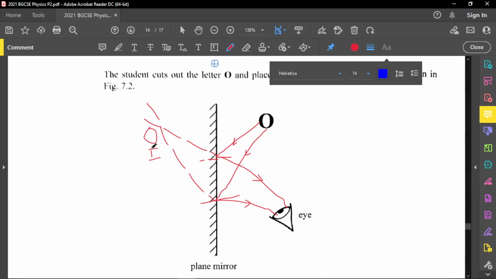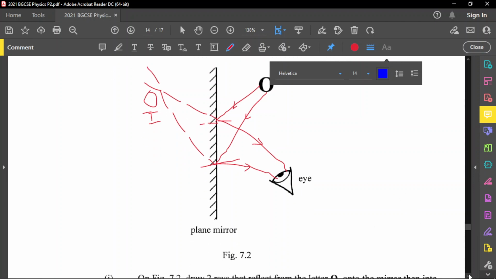When the person is looking into the mirror, her eyes will actually go into the image of the O, because going straight across, the O is facing the O, but when she's looking into the mirror, it's going to appear there. So that's how it will actually look.